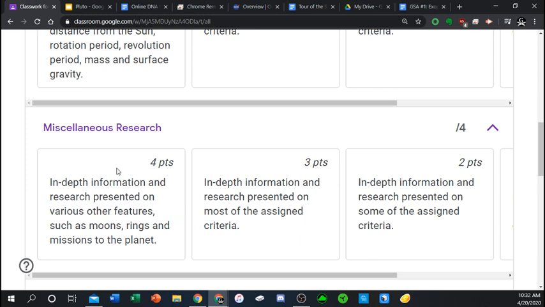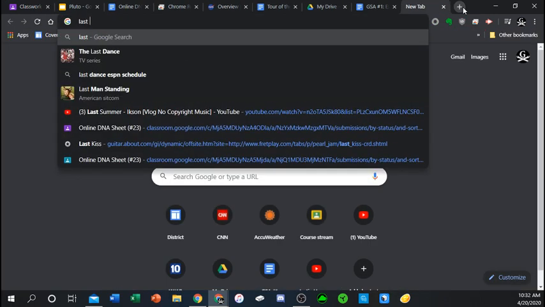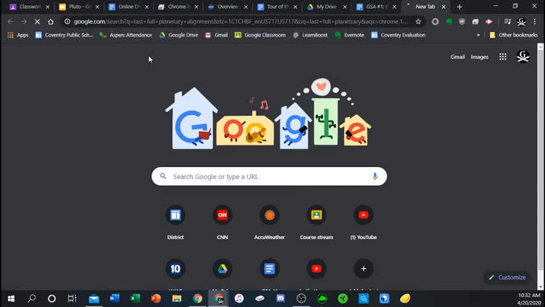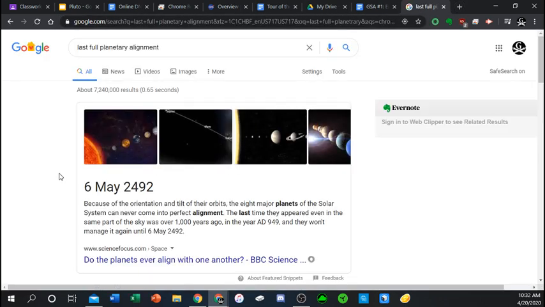Is there such a thing where all the planets align? Yeah, it's just incredibly, incredibly rare. The last full planetary alignment was 949, and the next one's going to be on May 6, 2492. So we're looking at a difference of about 1,500 years to get from one to the next.